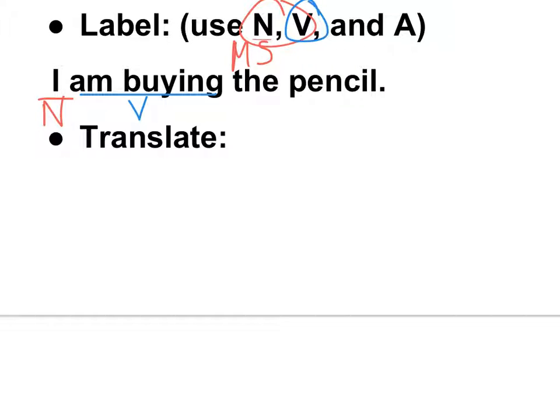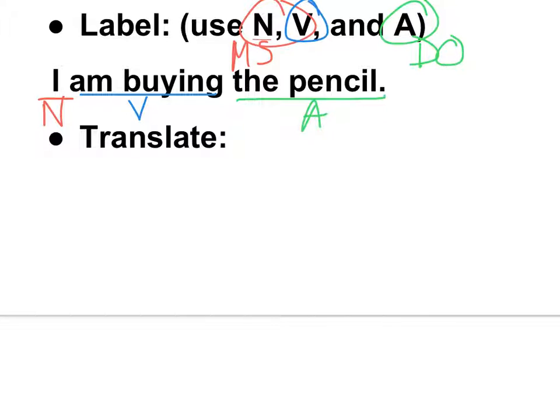Okay. And then we have the pencil. What case is pencil going to be in? Nominative or accusative? Accusative. It's the thing that I'm buying. So it's the direct object. So it's accusative. DO, direct object. Okay. Now we're going to go through and write this sentence together.